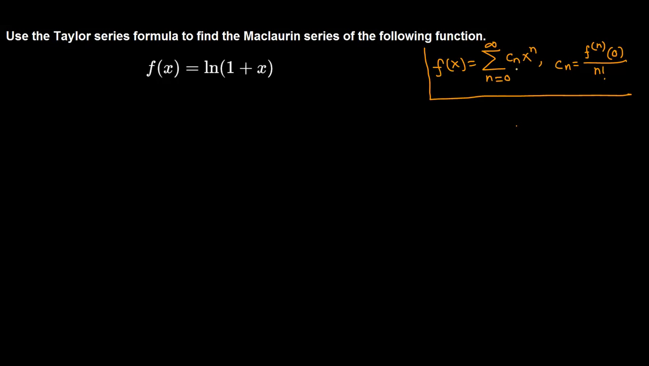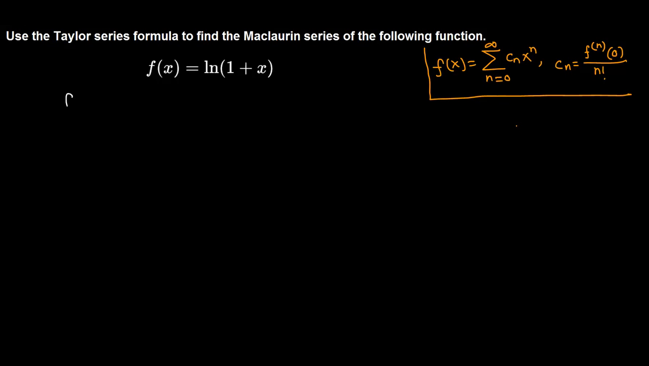f(x) equals the sum of c_n times (x minus center), which is 0 in this case because we are talking about a Maclaurin series. So (x minus 0) raised to n, which is just x^n, where the c_n's can be found in this way: the nth derivative of f at 0 divided by n factorial. Okay, so let's find a couple of constants. All we have to find is the c_n's.